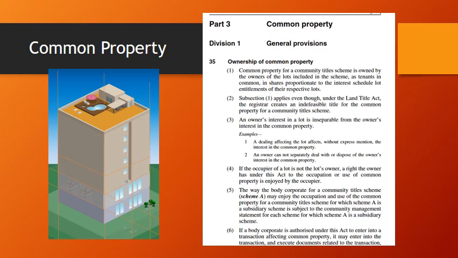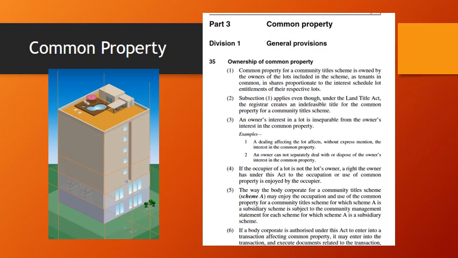But the other thing that happens in a community title scheme is that you have common property. So this swimming pool might not be owned by this person. It is likely to be common property for all of the lot holders to use. So you can see section 35 of the BCCM Act says that common property for a community title scheme is owned by the owners as tenants in common in shares proportionate to the interest schedule lot entitlements. So remember that wording we were looking at before in the community management statement, saying that each lot holder had a particular unit entitlement and contribution.